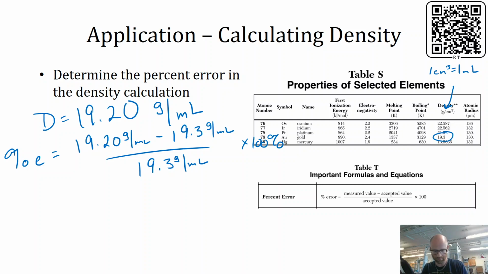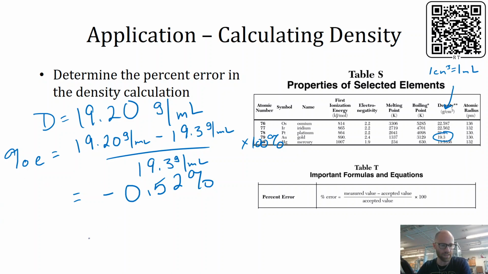0.1. And then you're going to multiply it by 100, and what you should get is negative 0.52%. So that data was pretty good. We're pretty close to the right answer. The fact that the number is negative just means that your measured value is less than the accepted value. If you want to do the absolute value of that, you can.